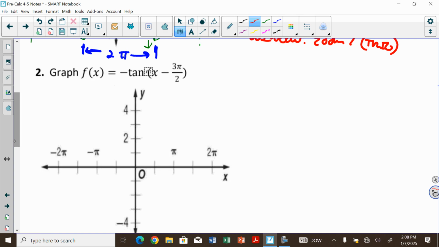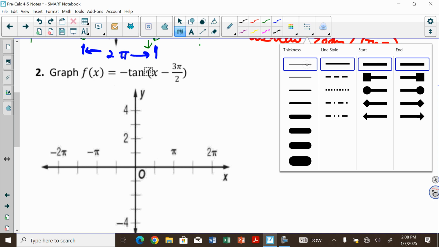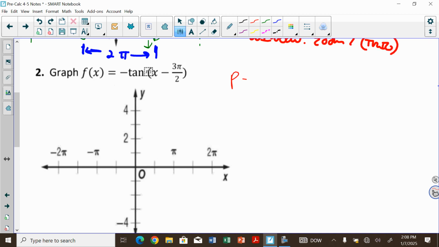Okay, so we've got a couple different things to think about. If I'm looking at my period first, I don't have a b value. My b value is 1 right in front of the x. So since my period is pi over 1, I know my period is going to be pi, right?